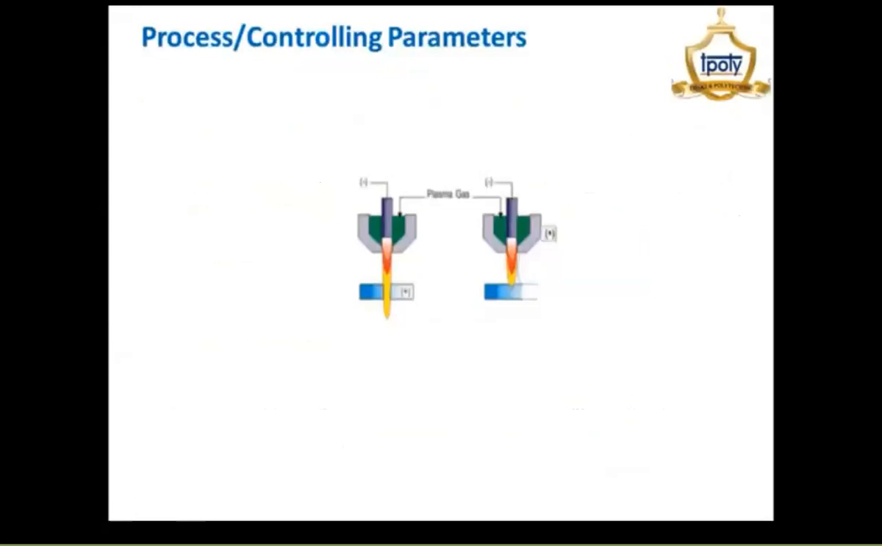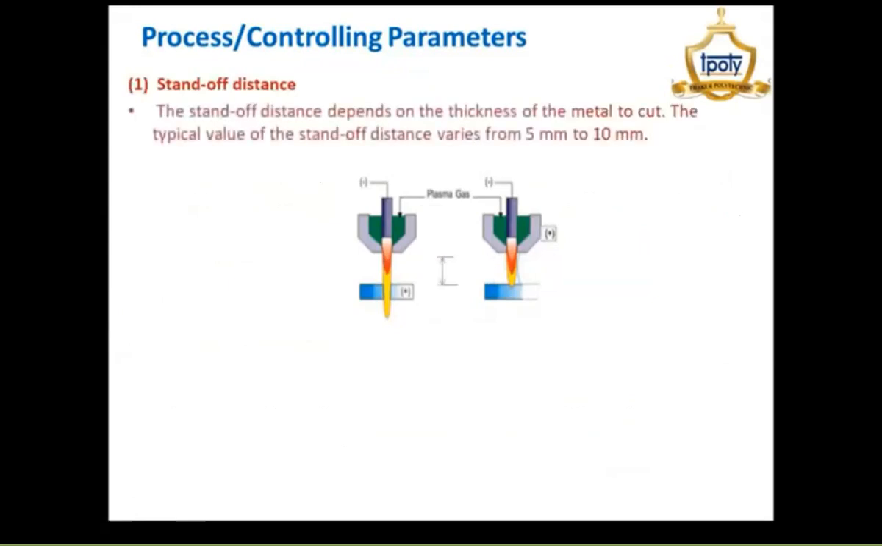Then the process controlling parameters here. In the process here there are almost four parameters. Standoff distance. So students, what is the meaning of standoff? I will show you this diagram there. So in simple words, you can say that the distance between the nozzle and the workpiece, that gap is nothing but the standoff distance. And we are maintaining that around 5 mm to 10 mm.